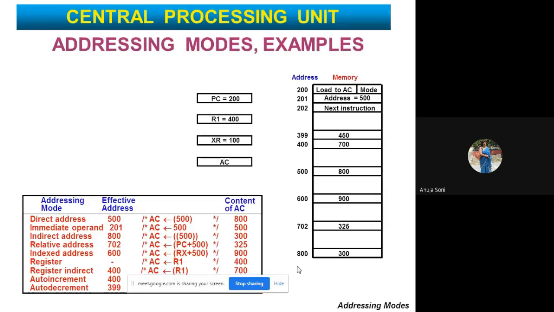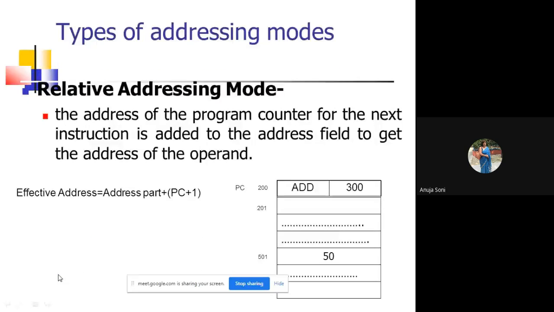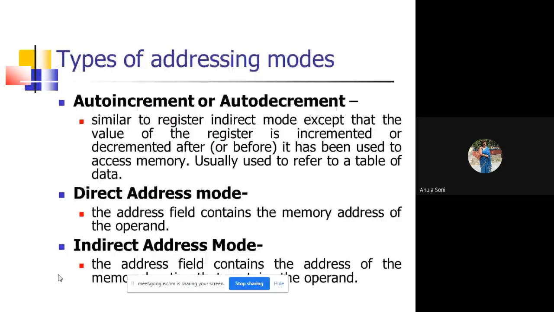Now we come to the next two addressing modes, auto increment and auto decrement. These are equivalent to register indirect except for this definition. Similar to register indirect mode, except that the value of the register is incremented or decremented after or before it has been used to access memory, and usually used to refer to a table of data. What does it say?